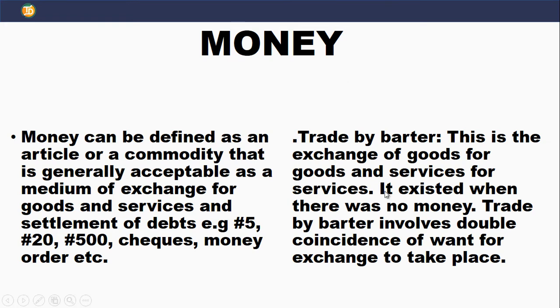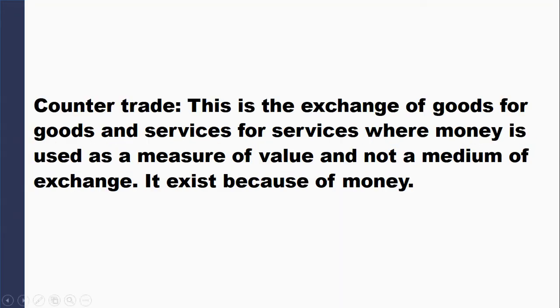Now let's look at what trade by barter is. Trade by barter is the exchange of goods for goods and services for services. Trade by barter existed when there was no money, because it was a means of exchange when nothing like money was in existence. So trade by barter involved double coincidence of want. Double coincidence of want involves someone looking for another person that is ready to take what he or she wants to offer, and the person must have what he or she wants. So for trade by barter to be possible, it involves double coincidence of want.